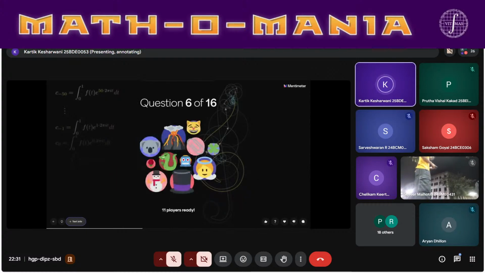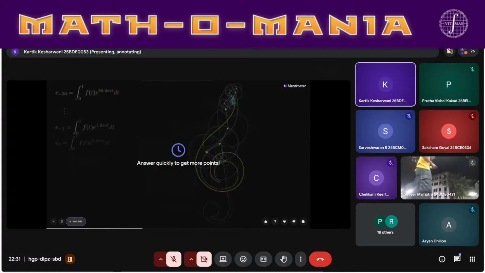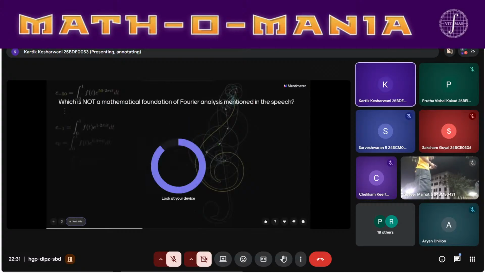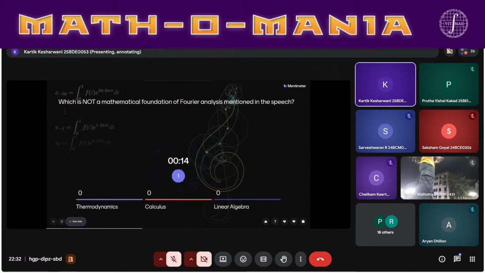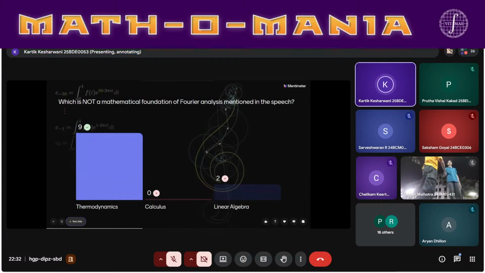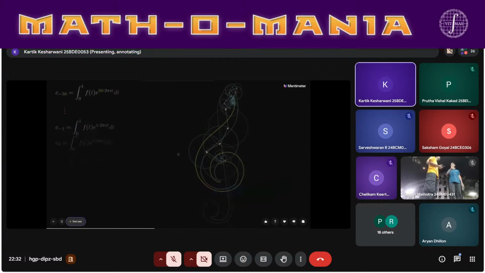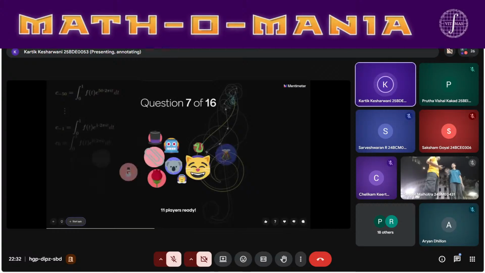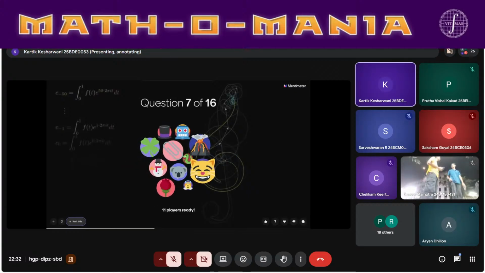Now the next question is, which is not a mathematical foundation of Fourier analysis? Thermodynamics, calculus, or linear algebra? Please look for what is not a mathematical foundation of Fourier analysis mentioned in the speech. Correct answer is thermodynamics. Okay. Hope you all had heard the whole speech.